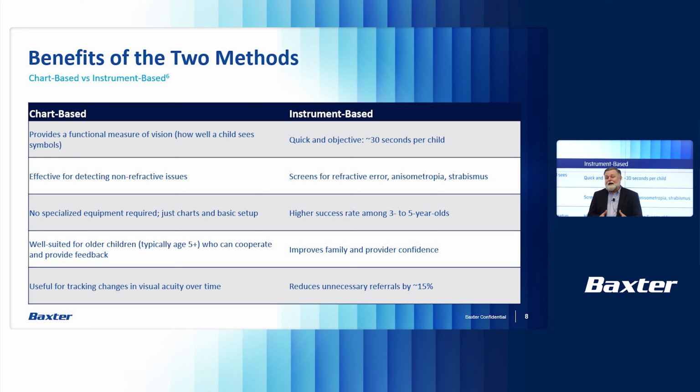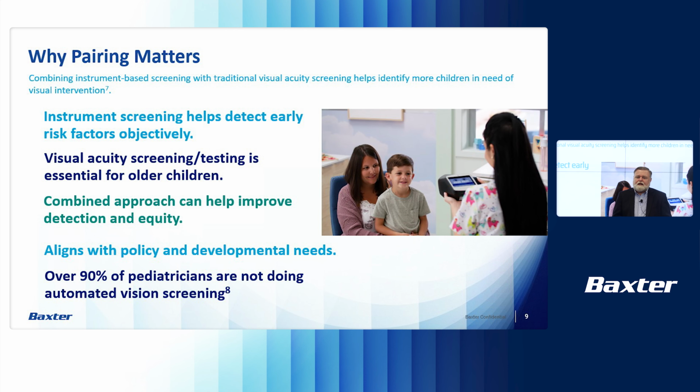Instrument-based screening offers a quick and objective way to assess vision, often in just 30 seconds. It's particularly valuable for younger children or those who may struggle with chart-based tests. These tools are highly effective at identifying refractive errors and risk factors for amblyopia, with much higher screening success rates within the 3 to 5-year-olds. They also tend to boost provider and patient confidence in the results and help reduce unnecessary referrals by around 15%. This is exactly why pairing both methods gives us the best of both worlds, enabling more accurate, developmentally appropriate, and equitable care. So let's examine why pairing both methods matters.